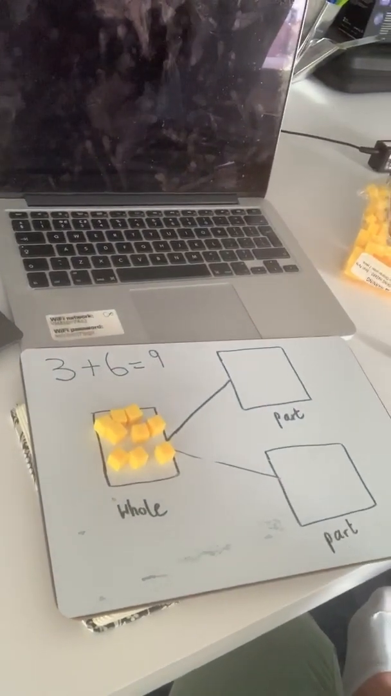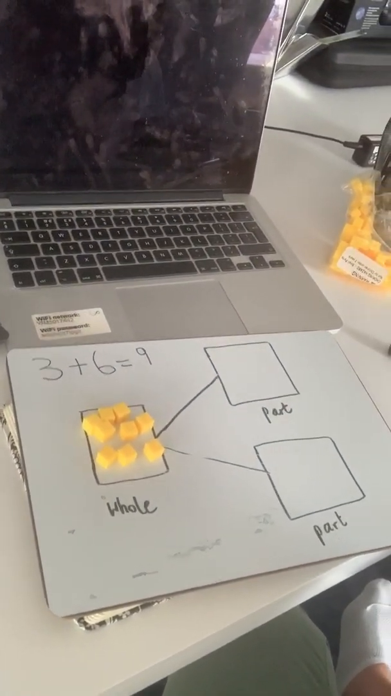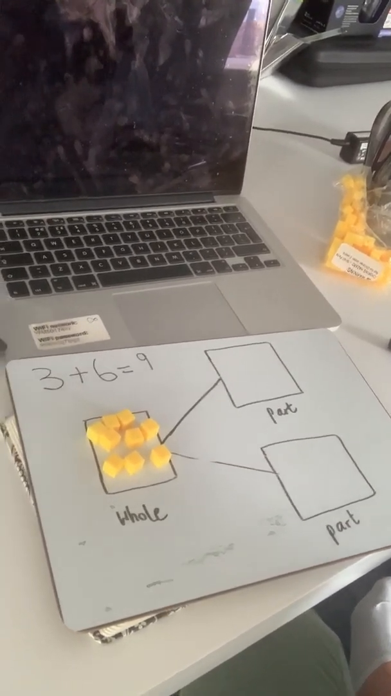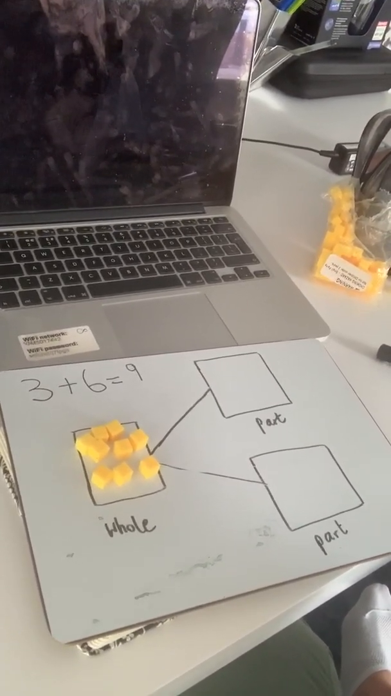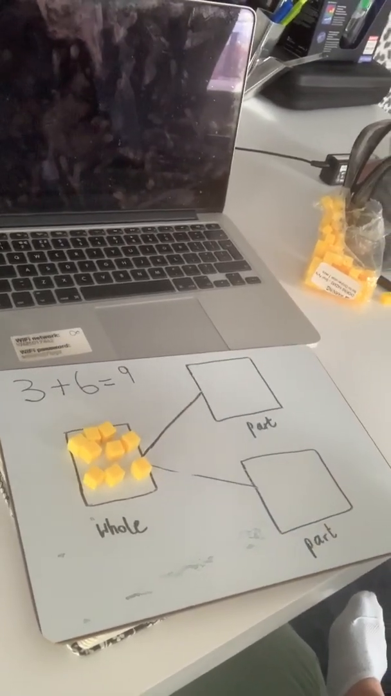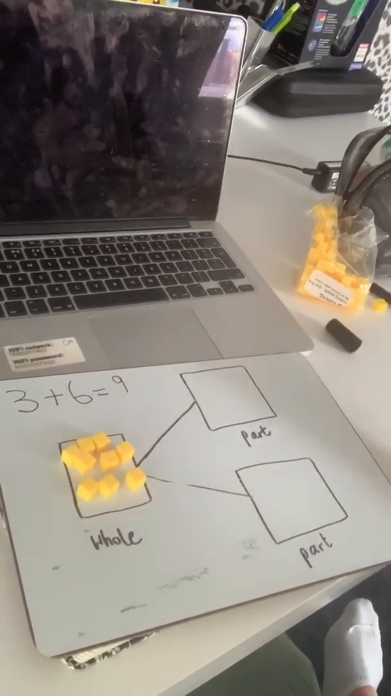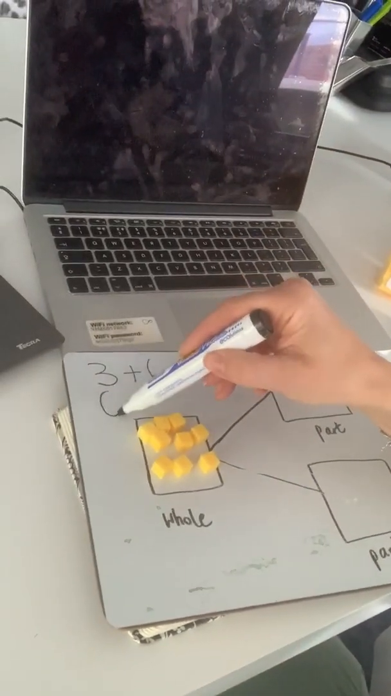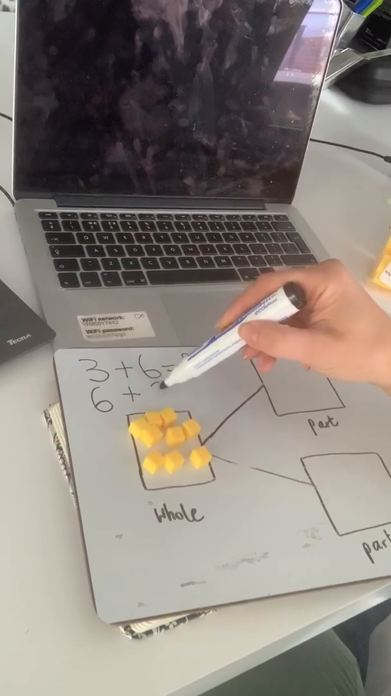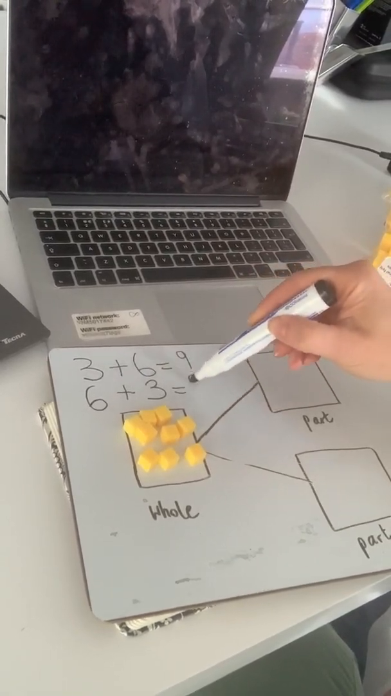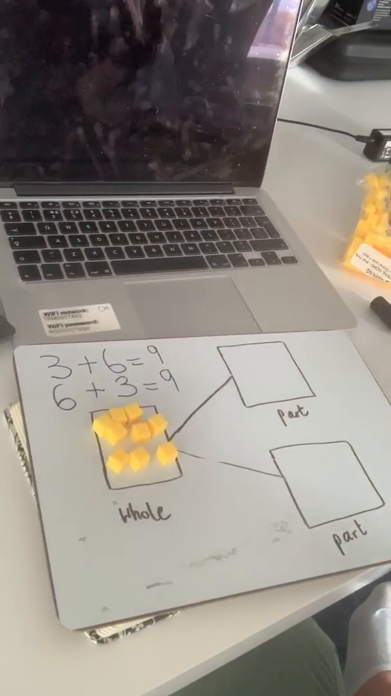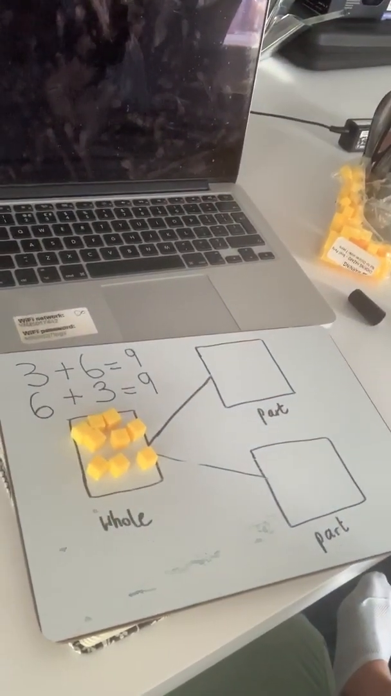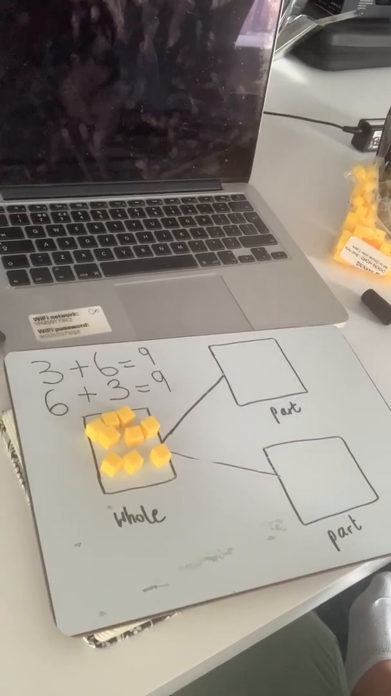Did we get the same answer? Yes. But was it easier to start counting with the bigger number? It was, wasn't it? So my addition equation is 6 plus 3 is equal to 9. So we get the same answer, but if we start with the biggest number, then it's going to make it easier for us to count on.